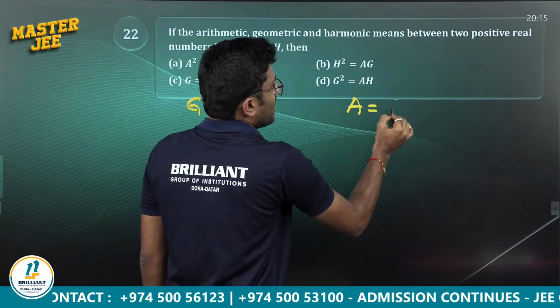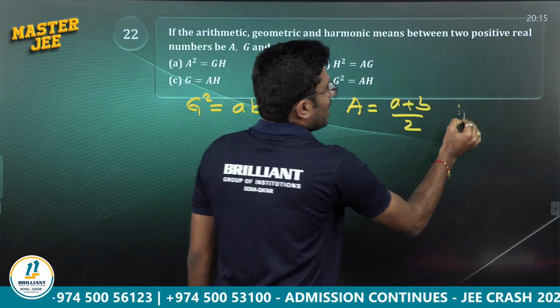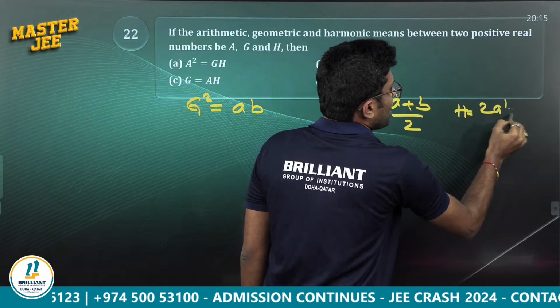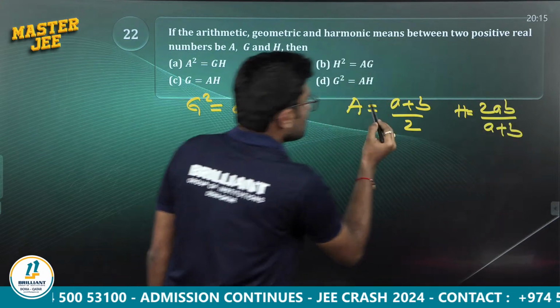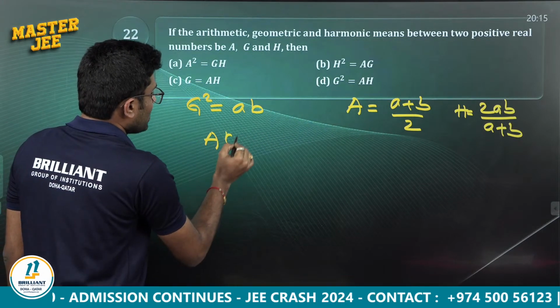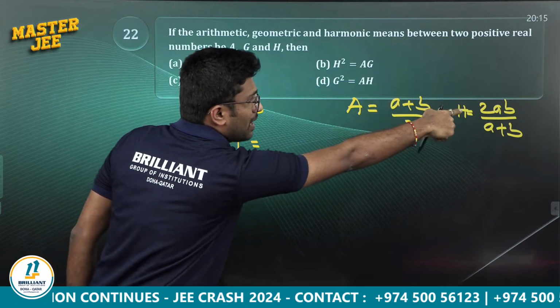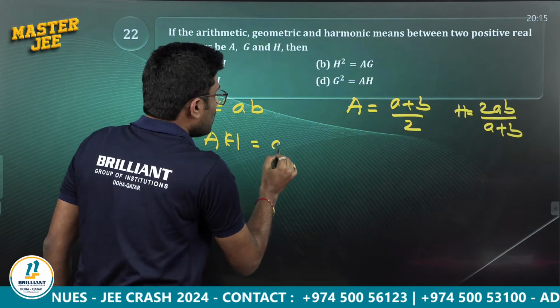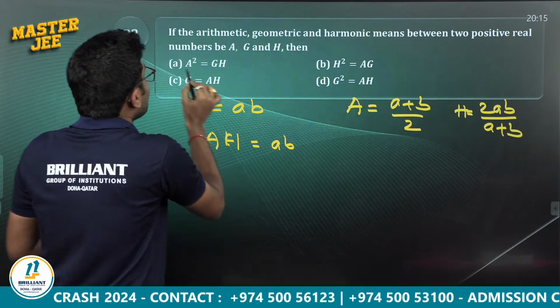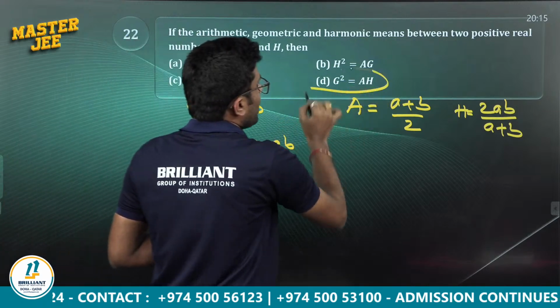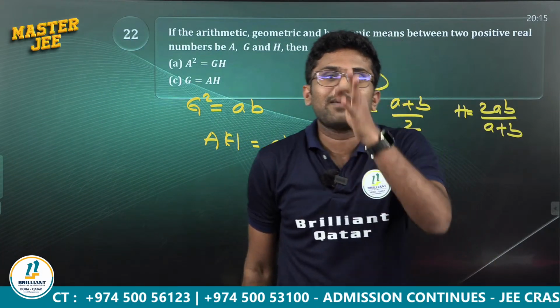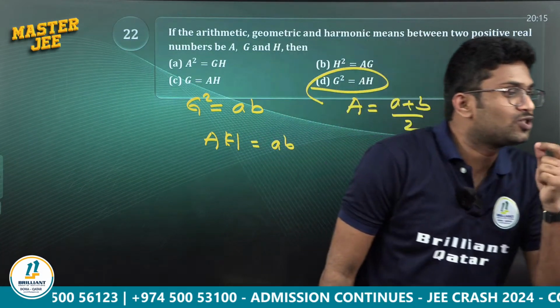Now let's find what AH is. A is (a plus b) by 2, H is 2ab by (a plus b). So AH will be equal to (a plus b) by 2 multiplied by 2ab by (a plus b), we get ab again. So that means clearly G square is equal to AH. And one more thing, A, G, H will be in geometric progression.